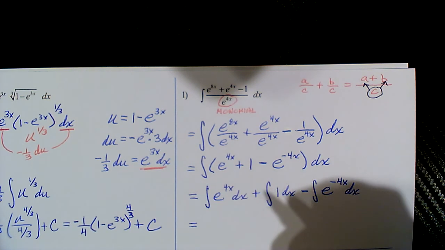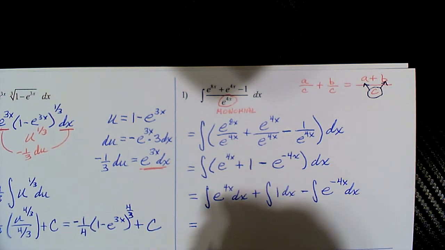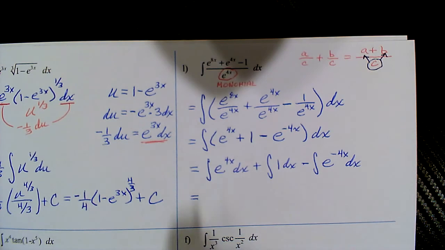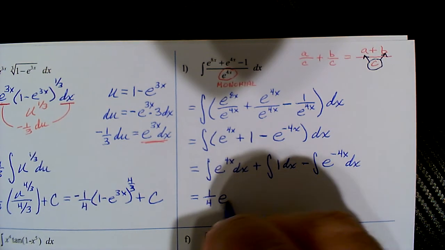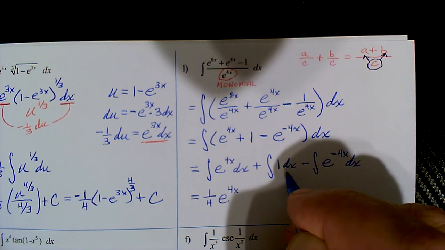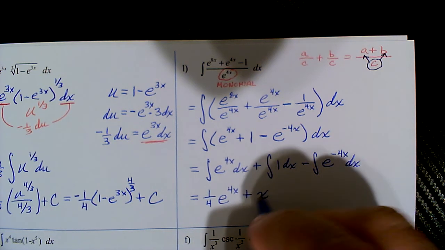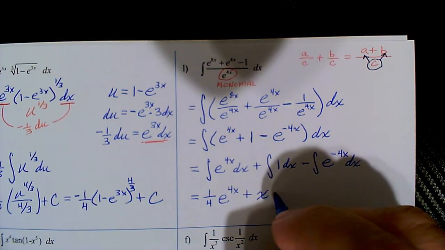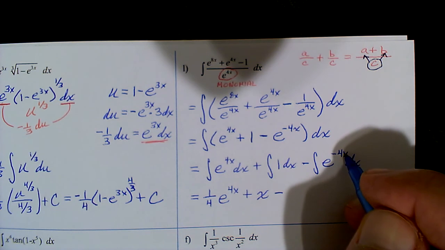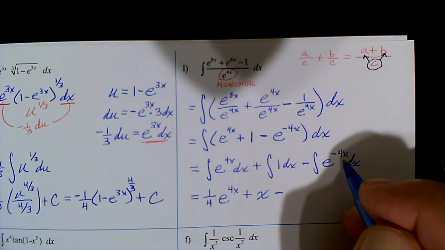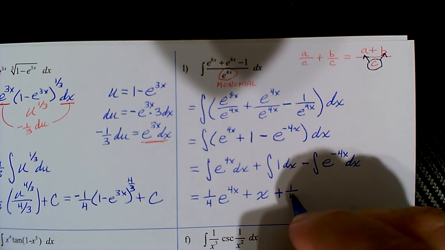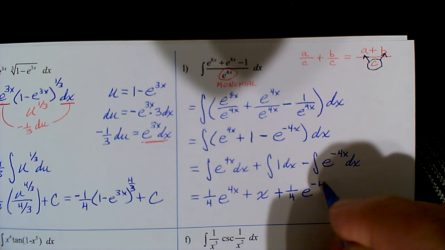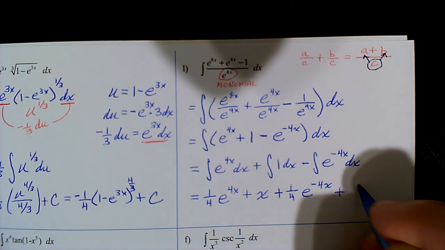And now we'll integrate term by term. Again, with respect to the e to the kx rule, e to the 4x becomes 1/4 e to the 4x. Integrating 1 with respect to x, we get x. And we have the minus, and then integrating e to the negative 4x, we get 1 over negative 4, so I'll just make this positive 1/4 e to the negative 4x, and then plus our constant.